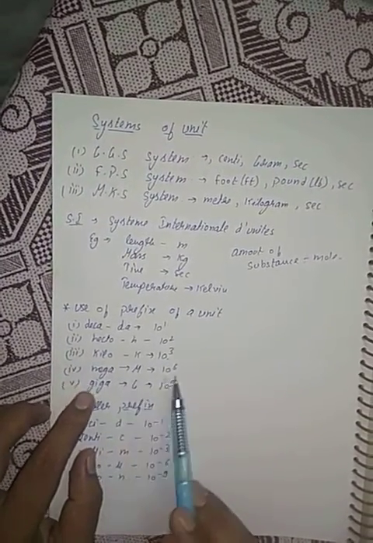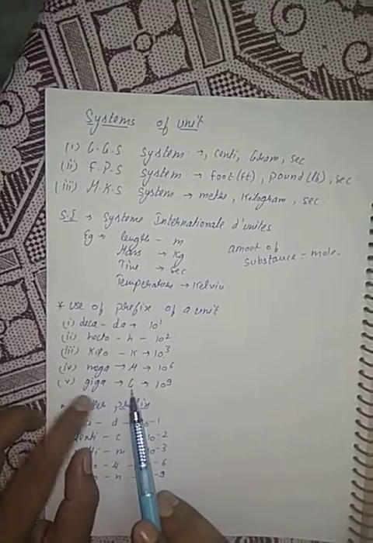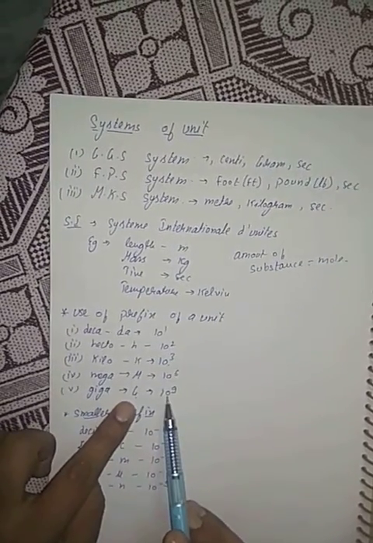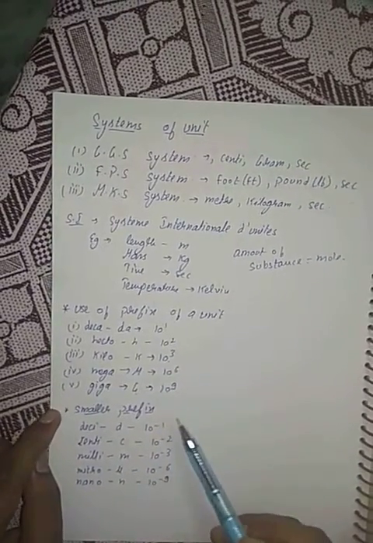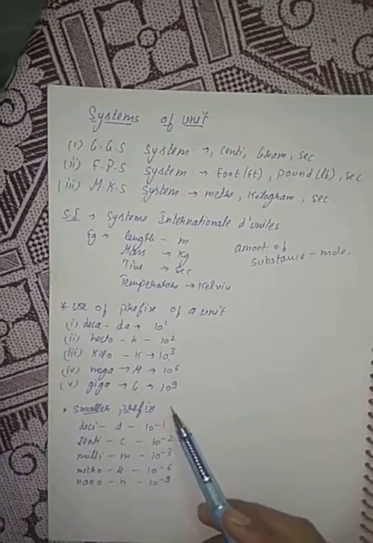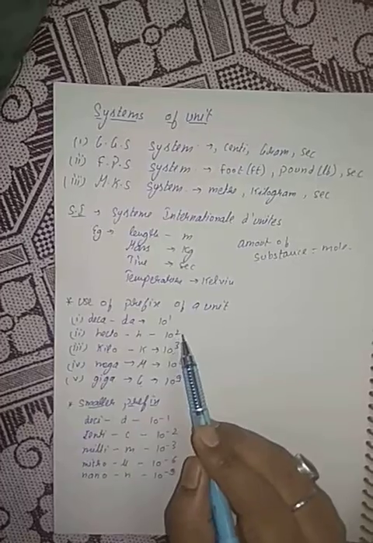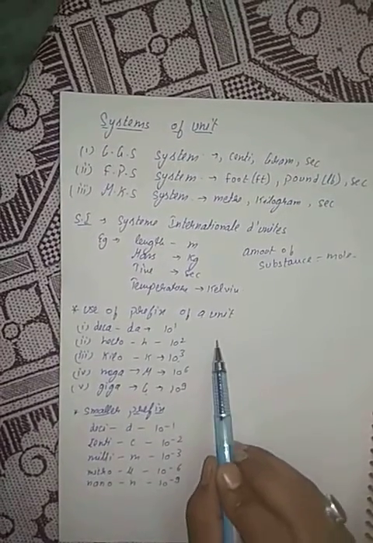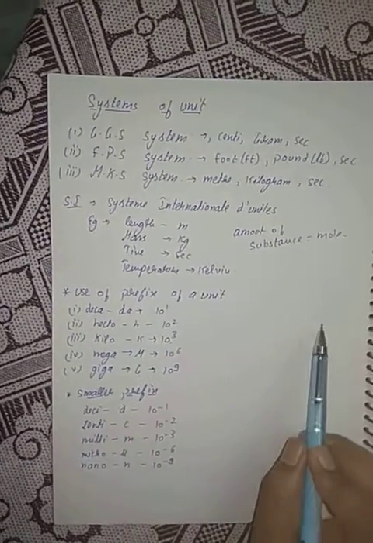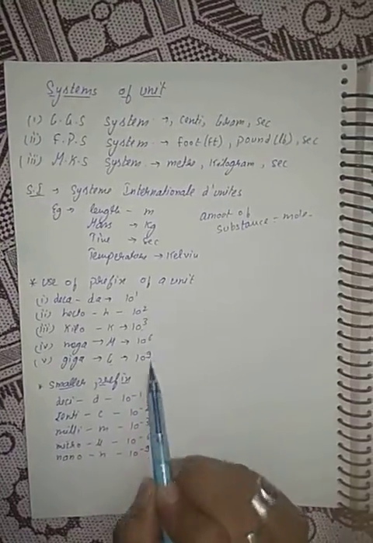Mega, capital M, 10 raised to power 6. Giga, G, 10 raised to power 9. There are more, refer to the book, there are more prefixes which you are learning. These are the bigger prefixes, which means when you go from a larger to a smaller unit, you have to multiply with these.